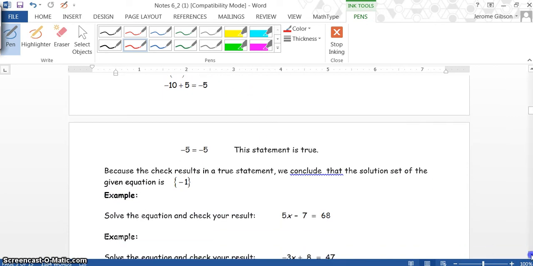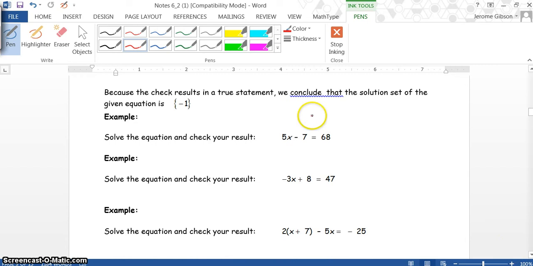Now, it says because the check results in a true statement, we conclude that the solution set of the given equation is the solution set of negative 1. Okay, it says example, solve the equation and check your result. Okay, so now let's go through and solve this equation.